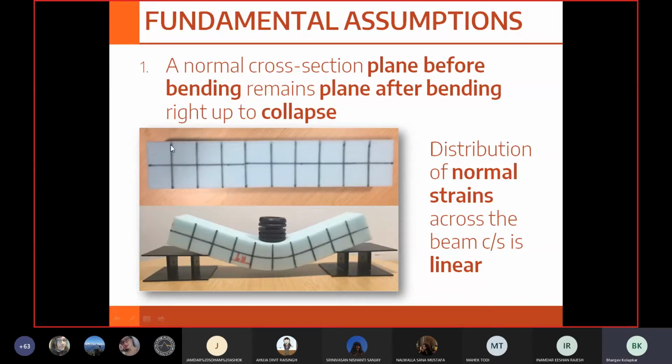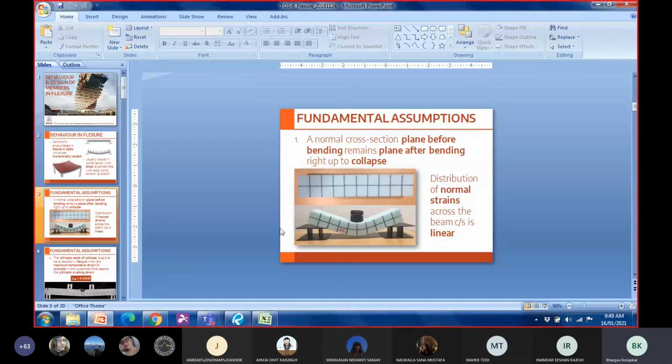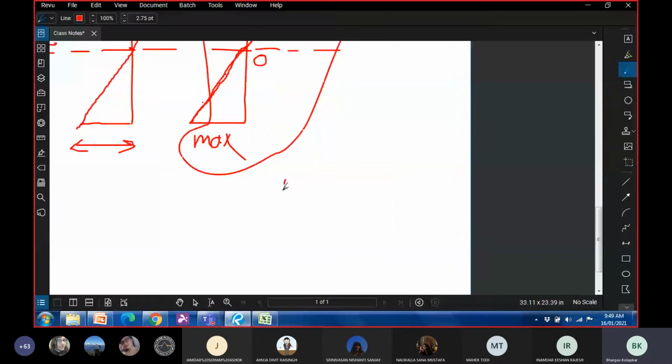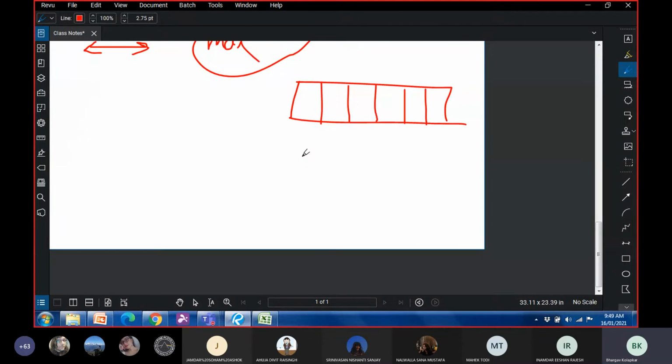So this is a line. After loading, it still remains a line. It is not distorted. Meaning that if I look at it in terms of 3D, this is a plane section here. So even after bending, this section remains plane. The section does not distort, meaning that if this is our specimen, and please assume that these lines are straight, after I load it, if this line is straight initially, it is going to be straight later on also.